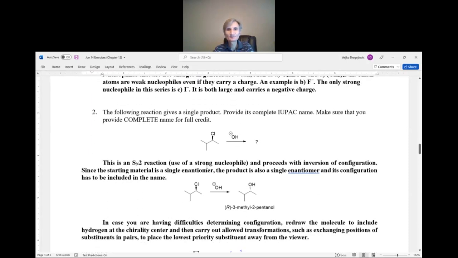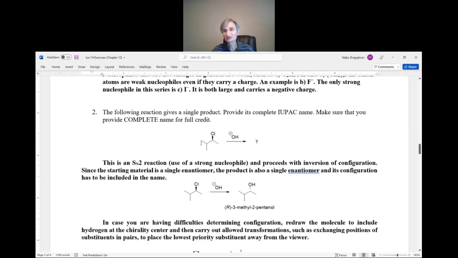Next question. The following reaction gives a single product. Provide its complete IUPAC name and make sure that you provide the complete name for full credit. So emphasis is on complete name. And so you see, we have a reaction here. If you covered chapter 12, you should have substitution reactions. This is a substitution reaction where the leaving group, chloride anion, is being replaced by hydroxide.